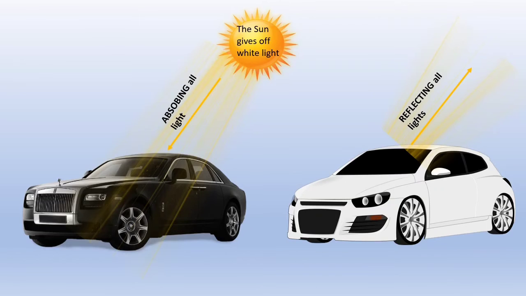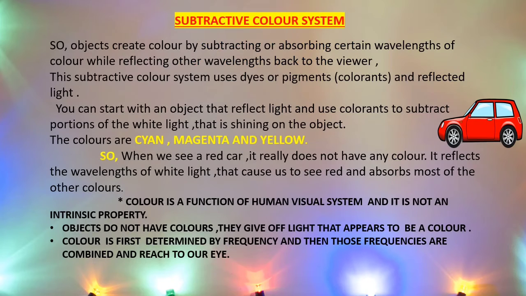You can see here a black car and a white car. The black color absorbs all the white light, and the white car reflects all the light. Okay, let's go to the next.